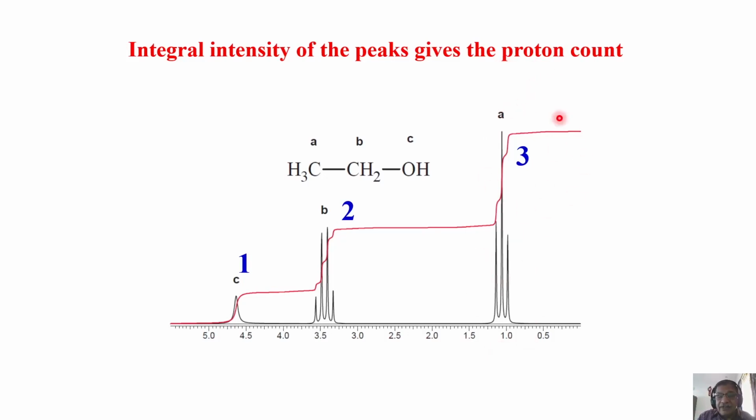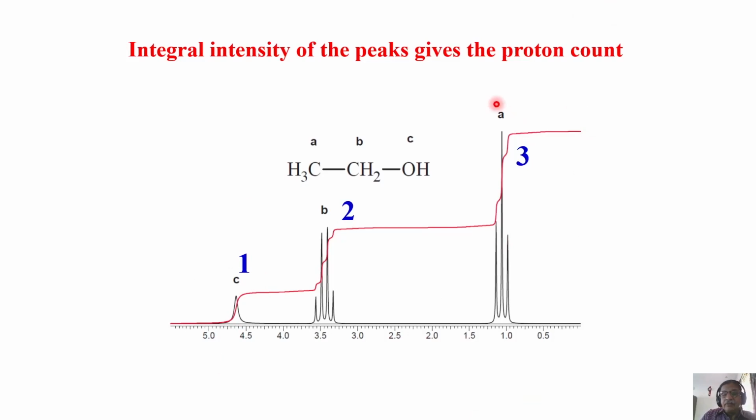So the intensity is 3 here, the integral area is 3, the proton count is 3, compared to 2 here, where the proton count is 2, and this is proton count 1. But remember, there must be something relative. If I don't give any of these things, you will not be able to say. It must be relative. I know this is a single proton CH, and because of this, I can compare. This is twice the intensity. I can compare this as thrice the intensity.